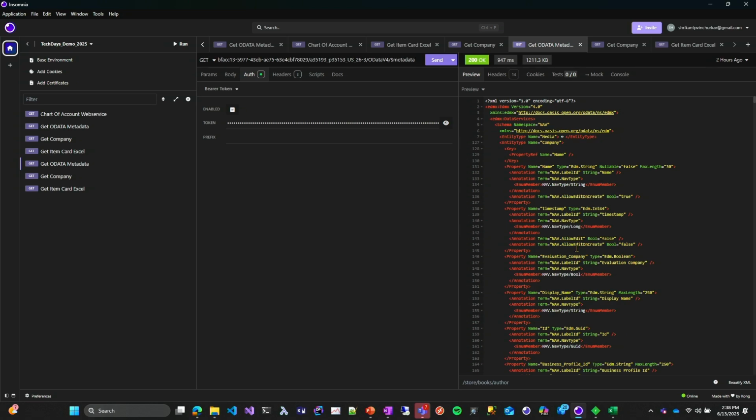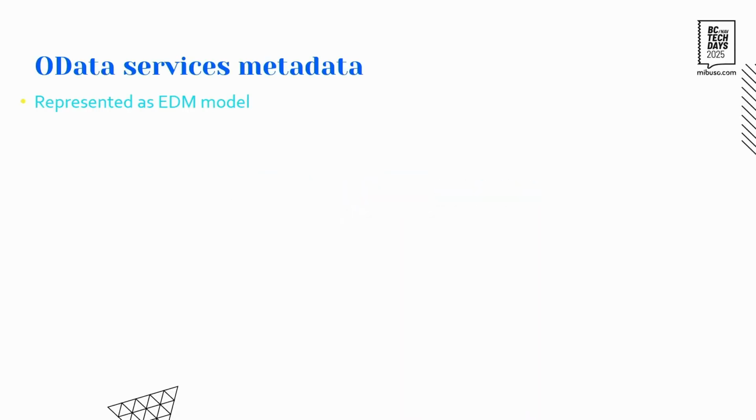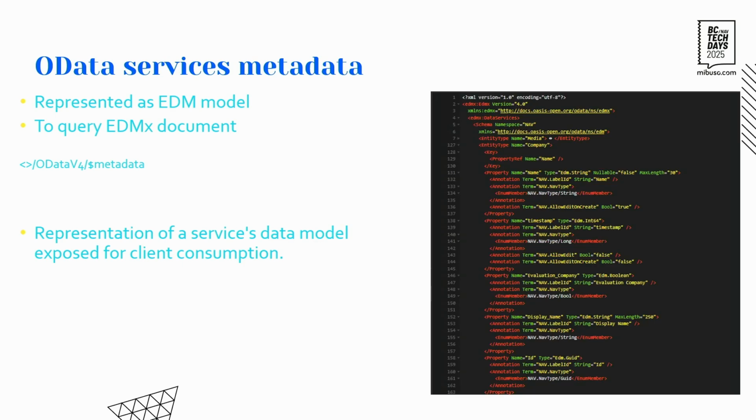And going back to talking about metadata, it is represented as an EDM model, and to query the metadata document, you have to go to this endpoint. It's a representation of the service data model, which is exposed for client consumption. So the client can be anything. In this case, our client is Excel, but it can be any other client, and it looks like this. So I just showed you. It has entities and properties. And I want to dig a little deeper into how this metadata model is actually generated.